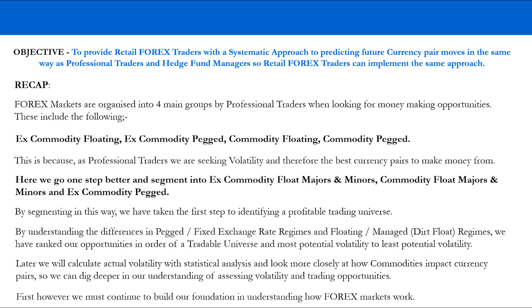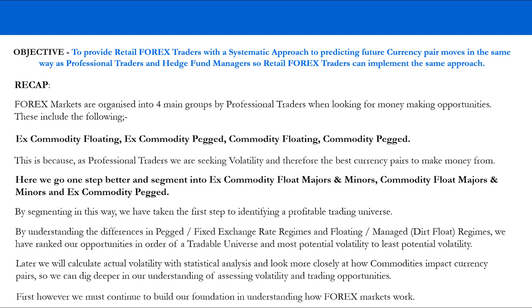We've now taken the next step, which is to define these currencies as actually tradable. And we've got to the point where we have 4 new definitions as ex-commodity floating majors and minors, and commodity floating majors and minors. And we've also got a situation where we're keeping some of the pegged currencies on our list because they're available on retail brokerage platforms.